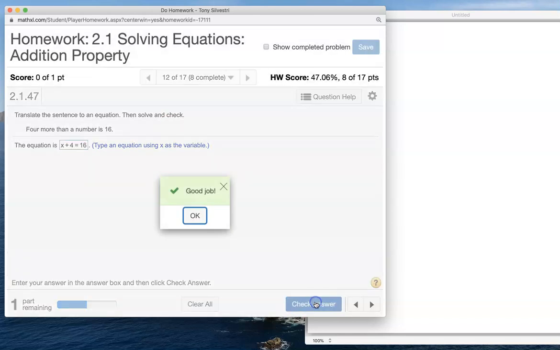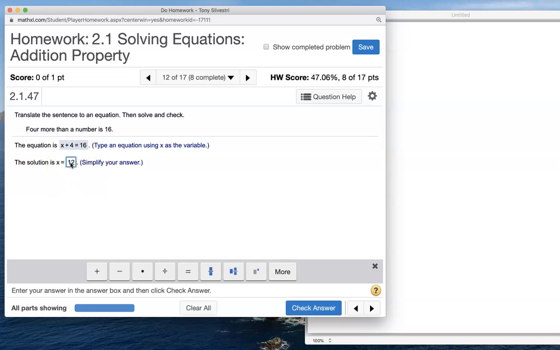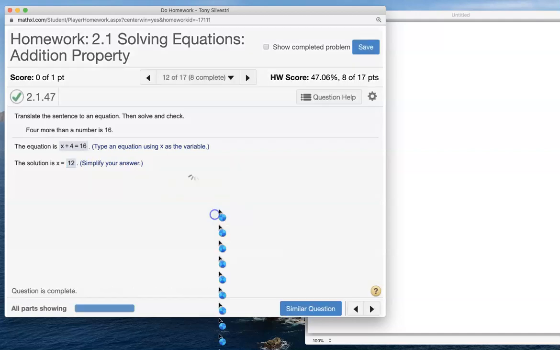Check your answer. Nice. And they want us to solve it, of course. They snuck that part in there. So right here, look at this. X plus 4 equals 16. Minus 4. I see a plus 4, you do the opposite. Minus 4 on both sides. I'll have X equals 16 minus 4, which is 12. And if I were to plug in 12, you know that 12 plus 4 is equal to 16. So I know this answer is right.